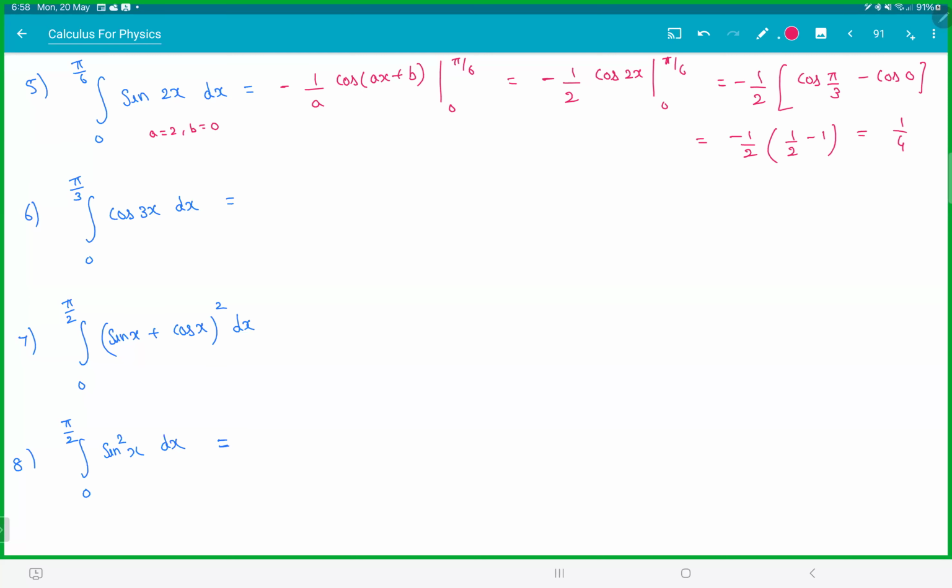Let's see the sixth one. A is equal to 3, B is equal to 0. The formula is 1 by A sin AX plus B. So 1 by 3 sin 3x, 0 to pi by 3. When you put pi by 3, you get sin pi, which is sin 180, and sin 0. Both are 0 actually.